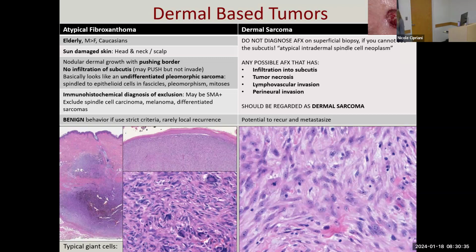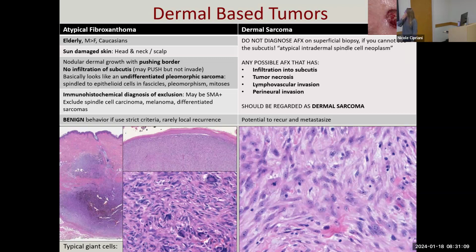On high power, it looks like a high-grade sarcoma. So it's atypical, it's pleomorphic, it's got mitoses, it sometimes has giant cells, and it sometimes has surface ulceration, and occasionally people have reported scattered p63 positive cells in it. So then you wonder, is this really just a non-keratin expressing cutaneous spindle cell squamous cell carcinoma that's ulcerated? Maybe, I don't know. But the thing is, it looks ugly, right?